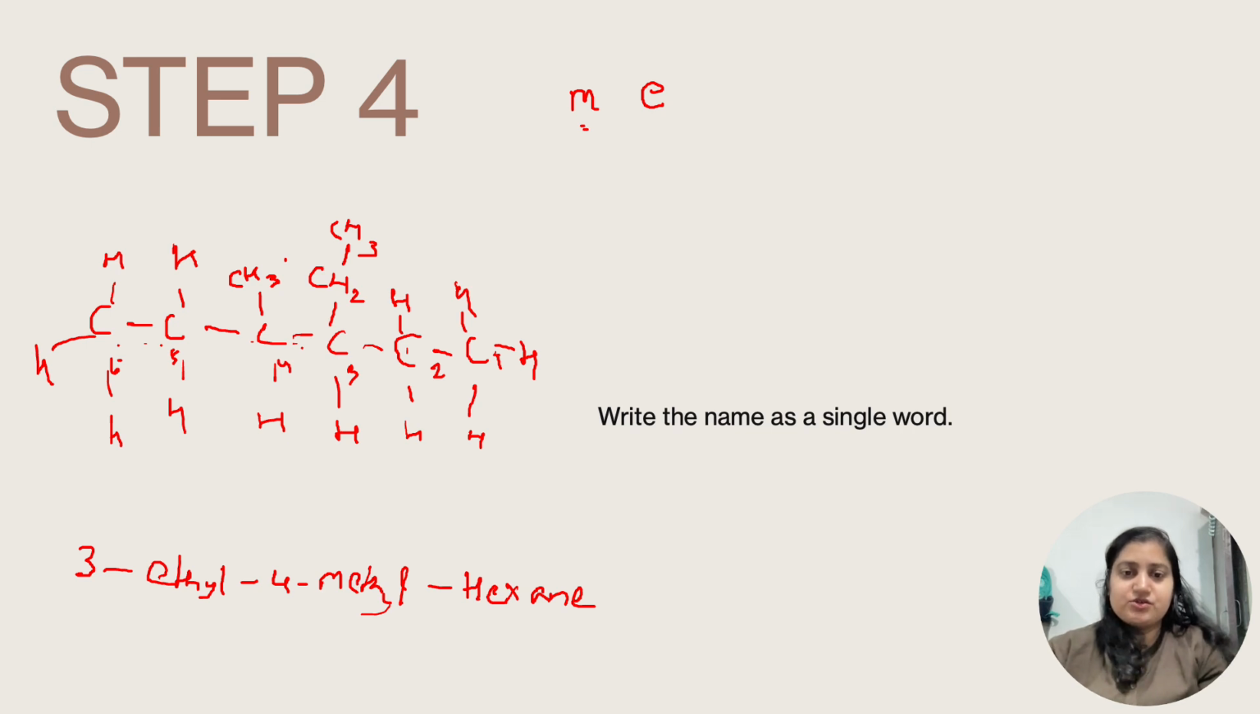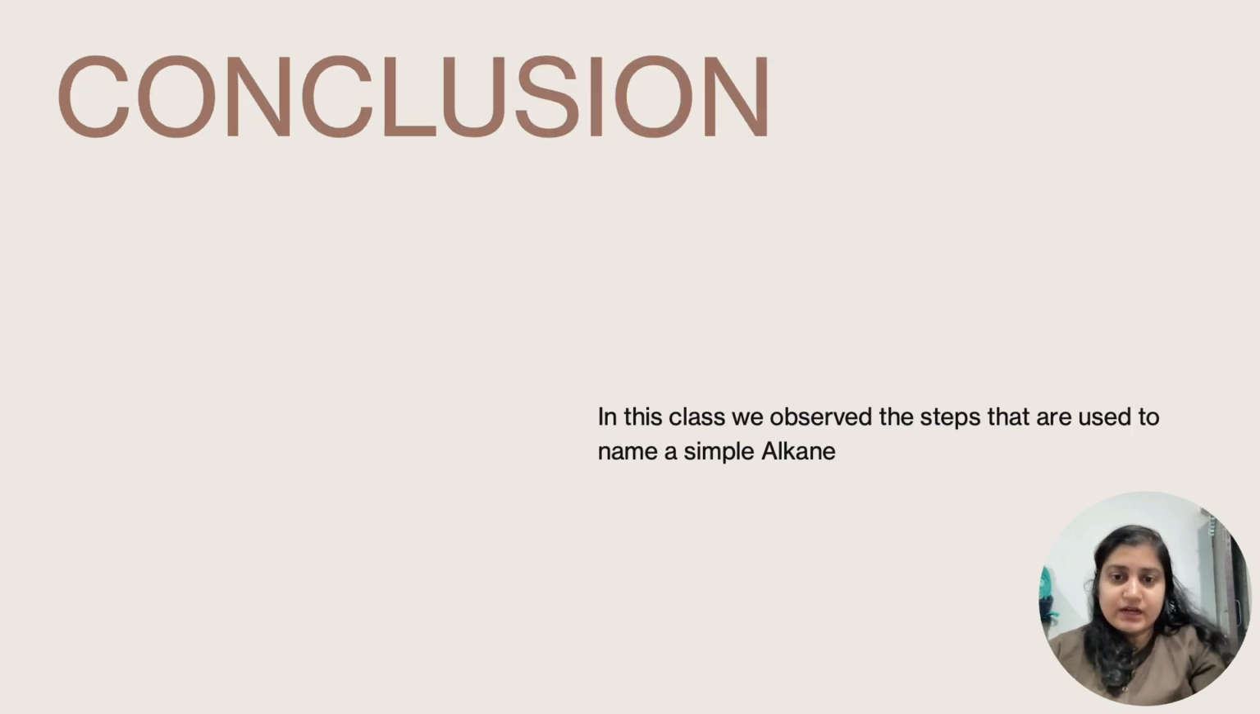Okay, so just to clear up this concept of how to give preference, I told you about this alphabetical way of numbering. I hope this is clear. So in conclusion, in this class we observed the steps that are used to name a simple alkane. I hope it was of use. Thank you so much for bearing with me and understanding the concept. Okay, thank you very much.